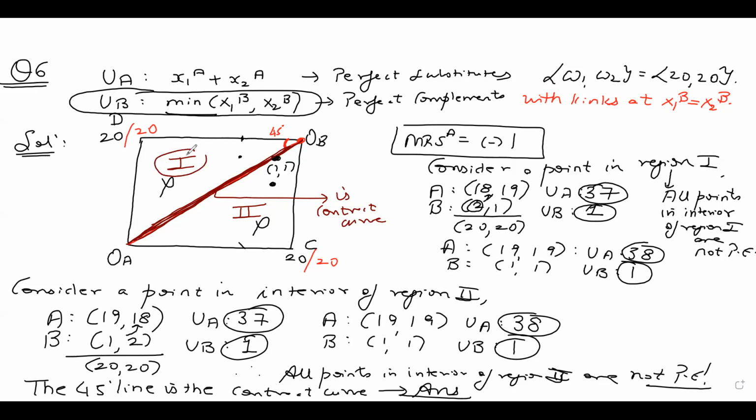You take any point in region 1, not Pareto efficient, region 2, not Pareto efficient. Even if you take a point on the corners, that is also not Pareto efficient. But remember, OA and OB both are Pareto efficient. And the line joining them is also Pareto efficient. You can show that on your own. You can show that OA is Pareto efficient. You can show that OB is also Pareto efficient. And all the points on the line joining OA and OB are also Pareto efficient.